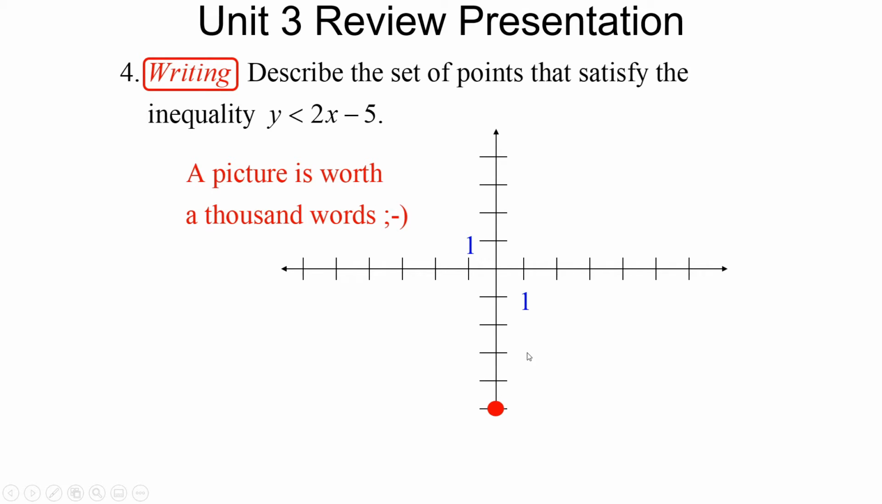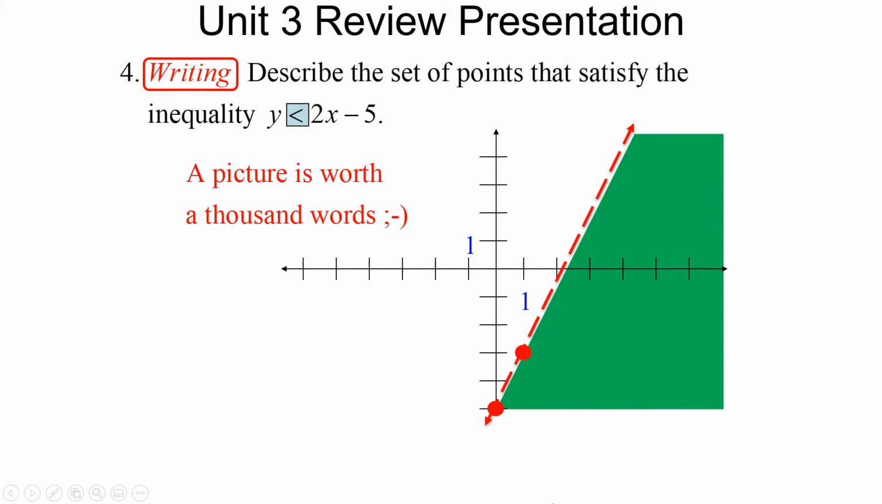Let's put another point right there. That could be solid or open, whichever you want. But the key is the line. Because of the less than, I'm going to put a dashed line through those 2 points. Just like that. Now, there's my boundary line, and y is less than that boundary line, so I'm simply going to shade below it. Just like that. And there's my picture worth 1,000 words.